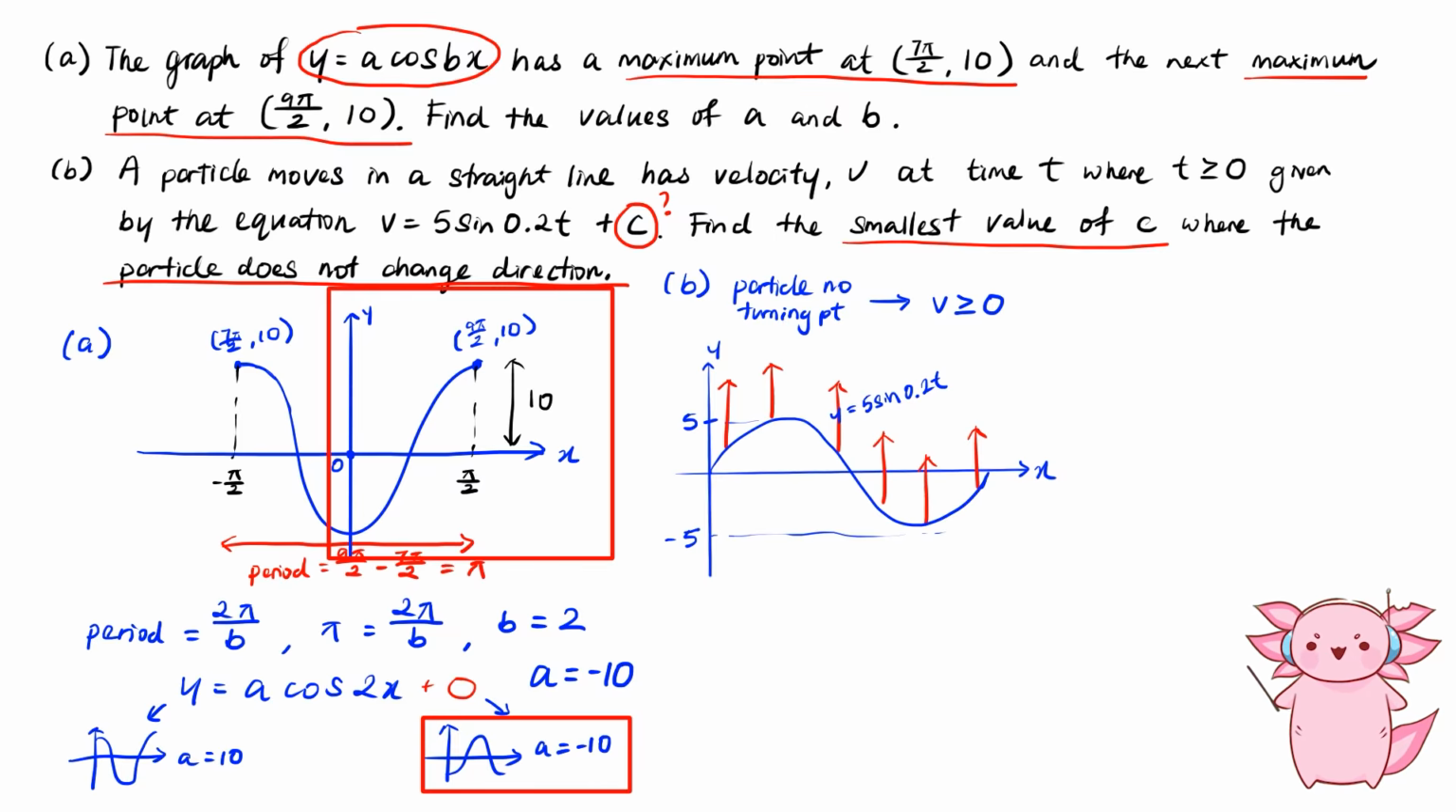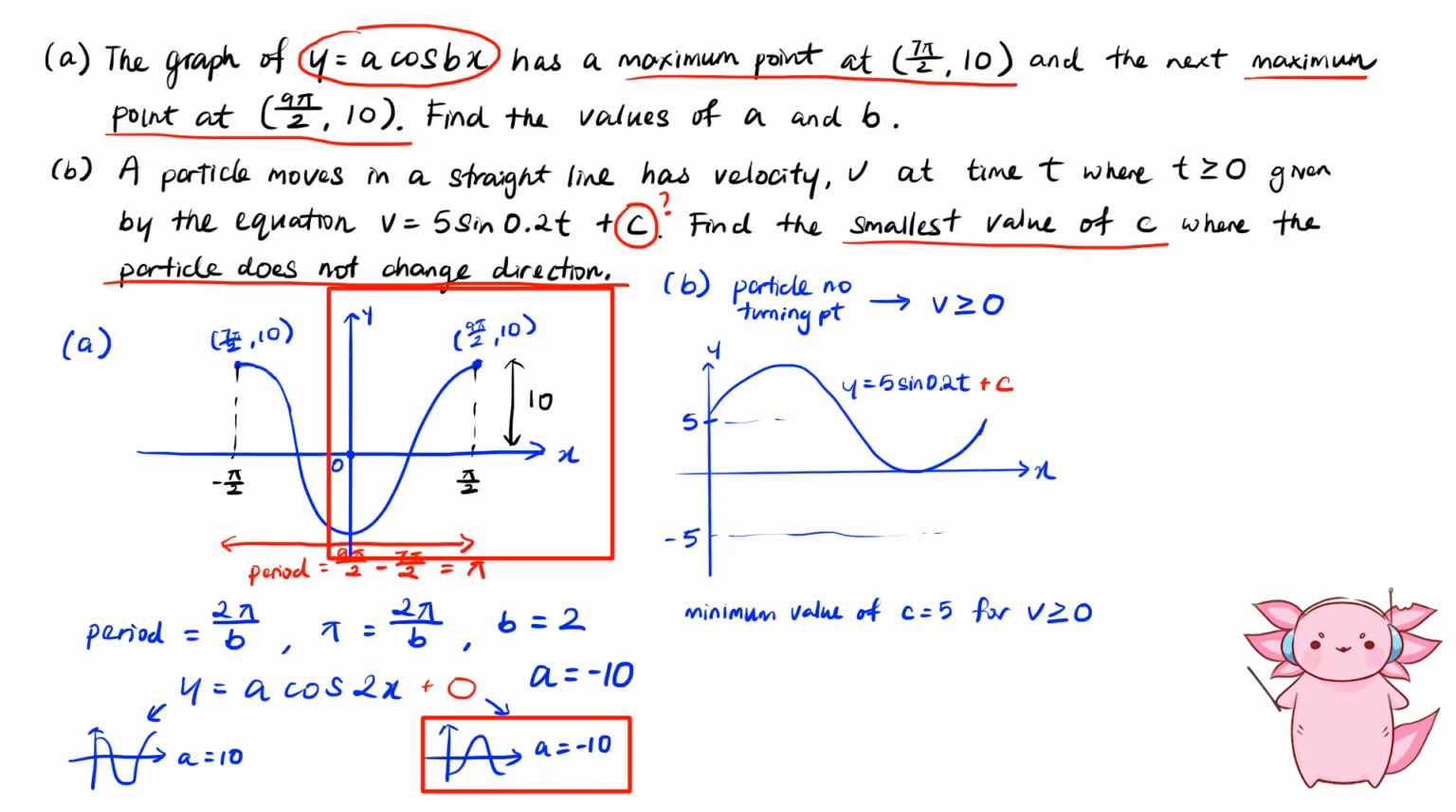Now because C is the amount that we have to shift the graph up by, we want to shift it such that the whole thing is above the x-axis. So the minimum amount that we have to shift it up by is 5 for it to be always positive. So the minimum value of C is 5.